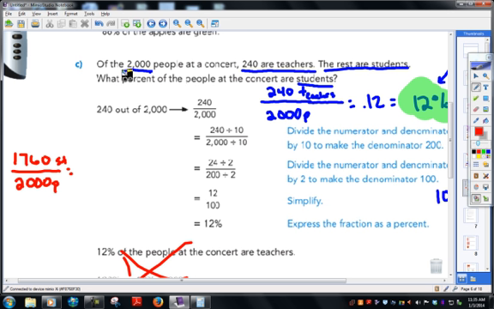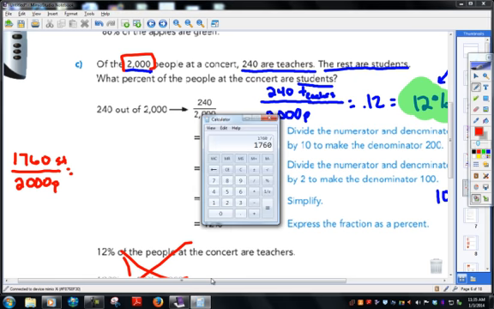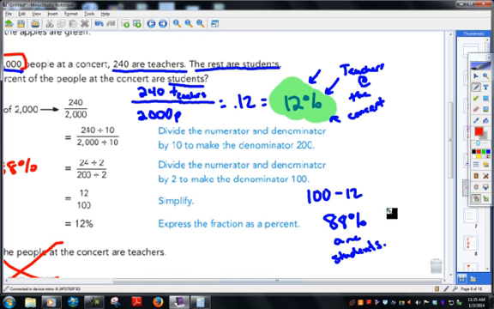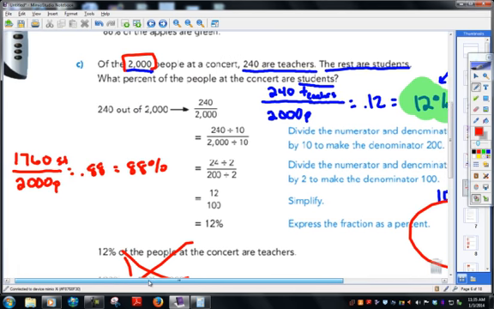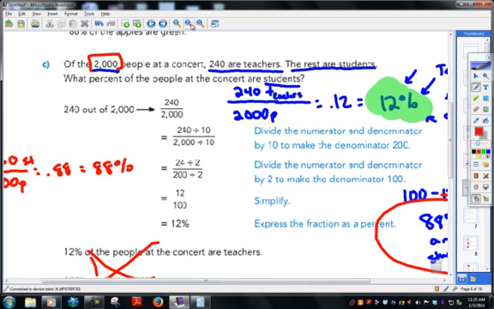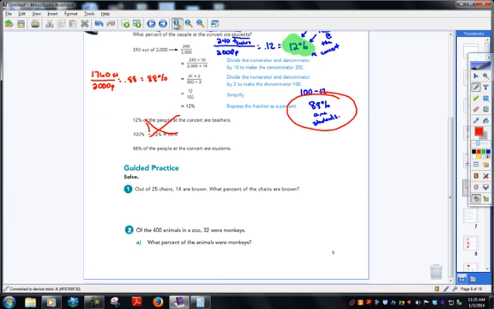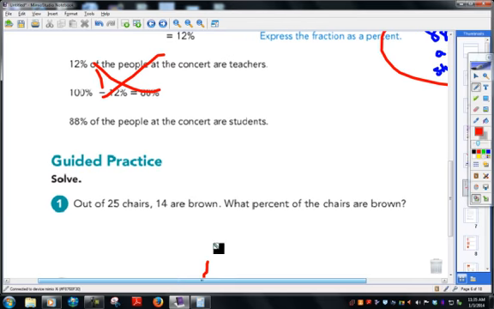If there are 2,000 total people there, I subtract out my teachers, the rest are students. That's easy. So now let's do 1,760 divided by 2,000. It's 0.88. What is 0.88 as a percentage? Well, it's 88%. Isn't that what we said the answer was? Okay. So there's different ways you can go about this stuff, guys. That's what I'm trying to show you is there's multiple ways to get to where you need. I'd like you guys to try number 1 and 2 down here, please.